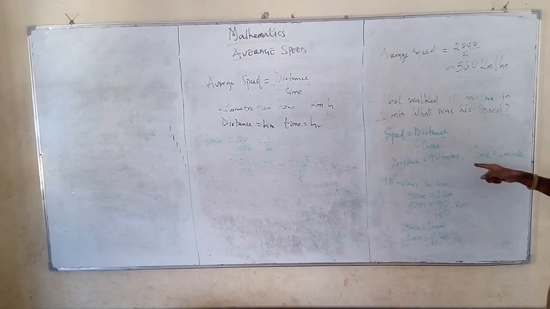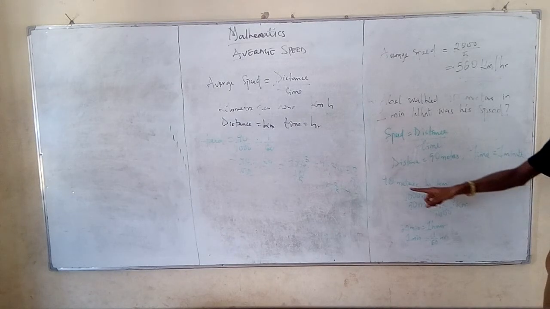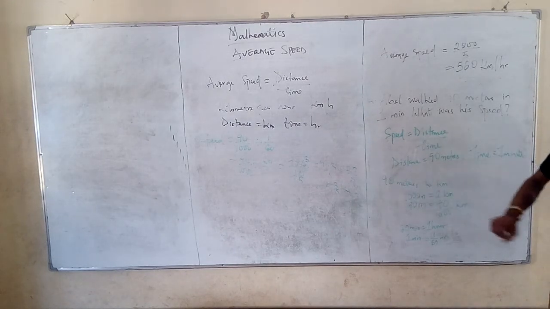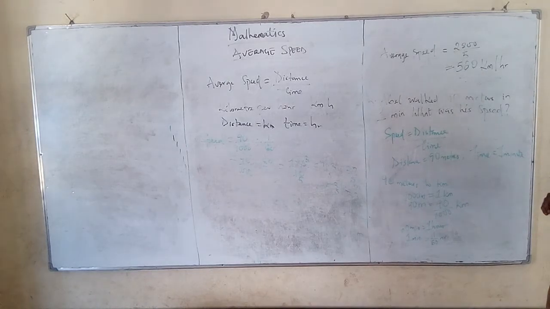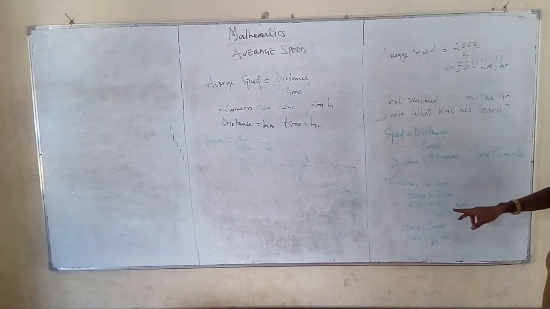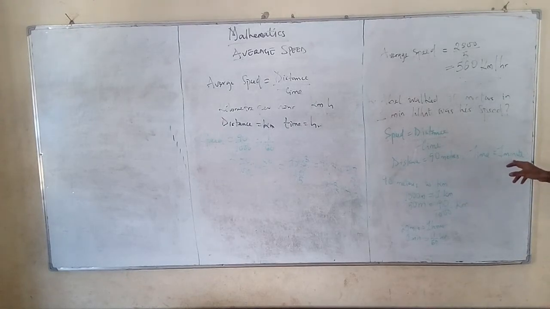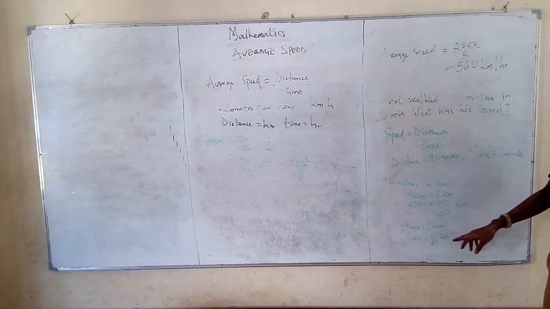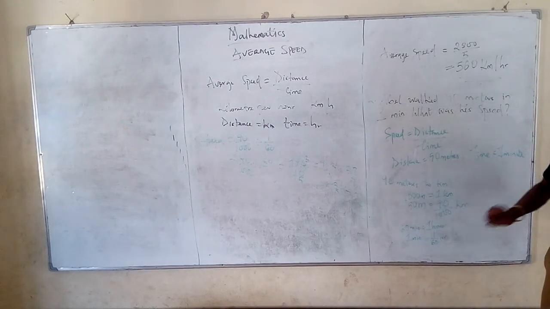Distance is 90 meters and our time is 1 minute. I said if your parameters are not in kilometers and hours, do well to change them. So this is 90 meters. Changing 90 meters to kilometers, we divide by what? 1000, since 1000 meters make 1 kilometer. So we have 90 over 1000 kilometers. Our time is 1 minute. Changing 1 minute to hours is going to be 1 over 60 hours, since 60 minutes make 1 hour.